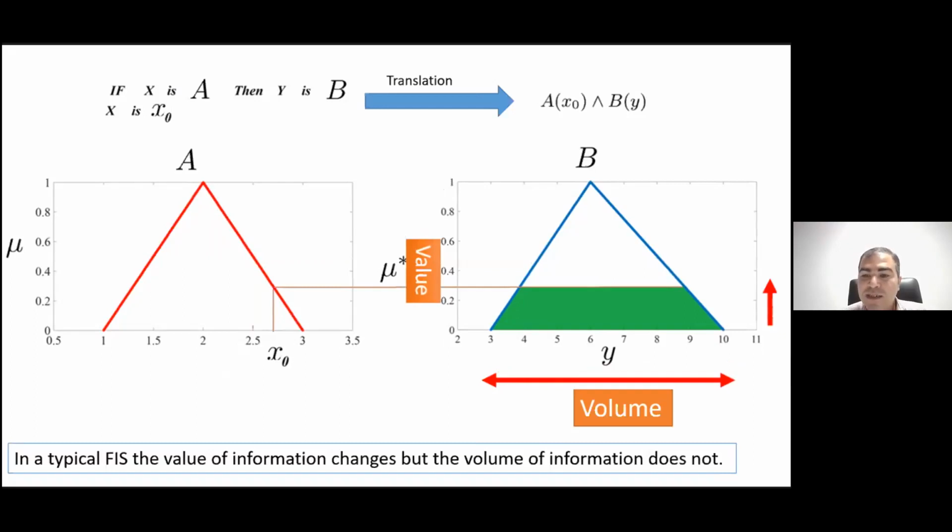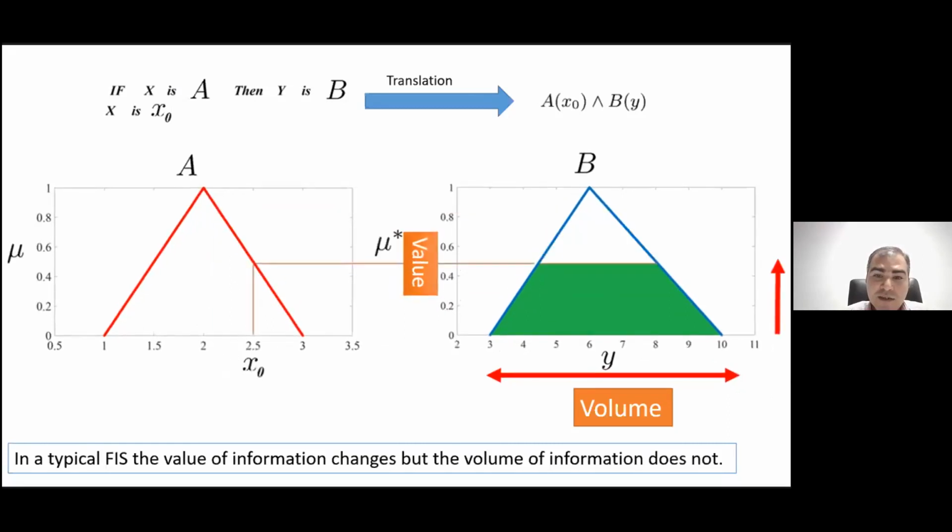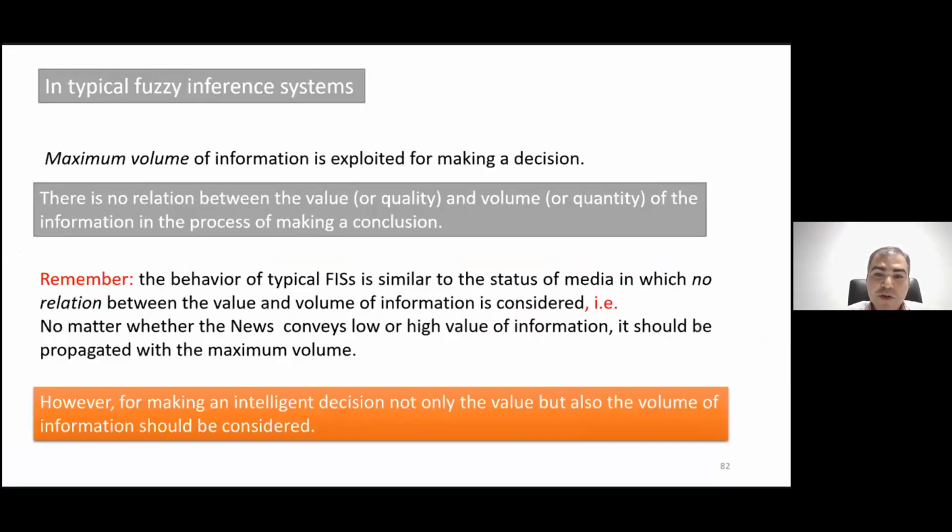So, as you see, in a typical fuzzy inference system, only the value of information changes by clipping the membership function of the consequent part, but the volume of information does not. So, in typical fuzzy inference systems, the maximum volume of information is exploited for making a decision. There is no relation between the value and volume of the information in the process of making a conclusion. The behavior of typical fuzzy inference systems is similar to the status of media in which no relation between the value and volume of information is considered.